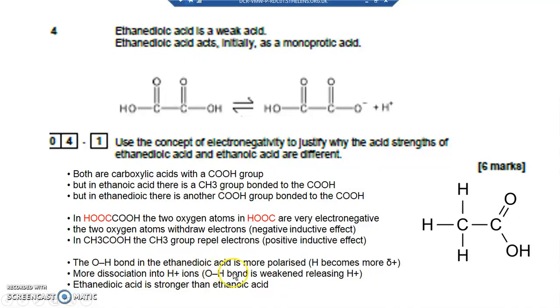In other words, the OH bond is weakened and going to release H+ because this section of the molecule is withdrawing electrons. Very delta minus, very delta plus here, and the electrons will more likely move onto the oxygen and break that bond and release H+. So there's more dissociation. Dissociation means breaking up of the molecule to make H+. And therefore ethane dioic acid is the stronger of the 2 acids.